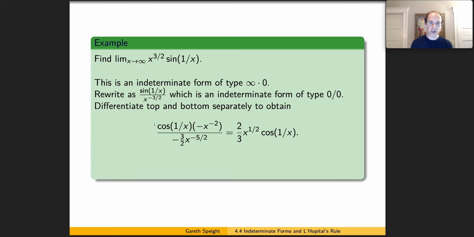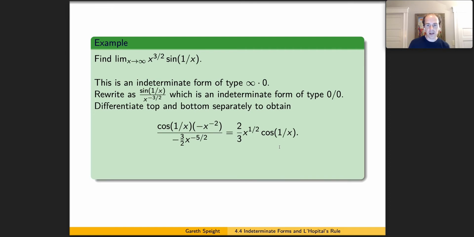We have to do the chain rule for sine of 1 over x. The outside is sine and the inside is 1 over x, so we take the derivative of the outside: sine of u goes to cosine of u, evaluated at the inside, which is 1 over x, multiplied by the derivative of the inside. The derivative of x to the minus 1 is minus x to the minus 2. Then on the bottom, we just differentiate with the power rule. You can trust me, I promise that if you clean this up, you will get 2 over 3 x to the 1/2 cosine of 1 over x. So we just differentiated top and bottom.